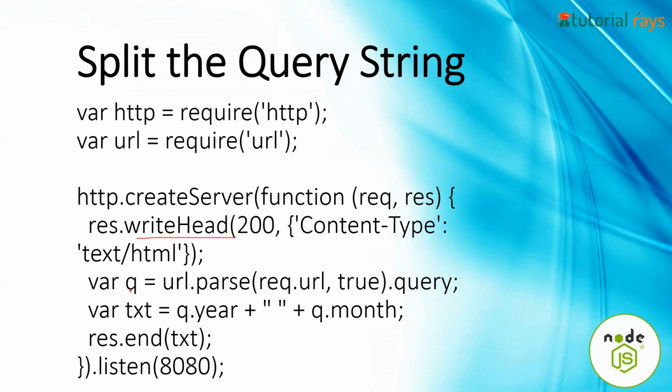And now here is the main point. We are declaring a variable called q, and you can name it whatever you like. Then url.parse. This method is used to fetch the query. So request.url, then we need to provide true here, and then query. This is the syntax, the complete syntax to fetch the query. So let's see it with an example.